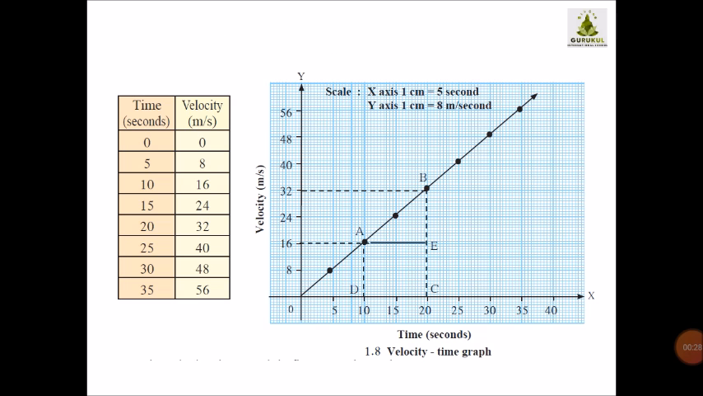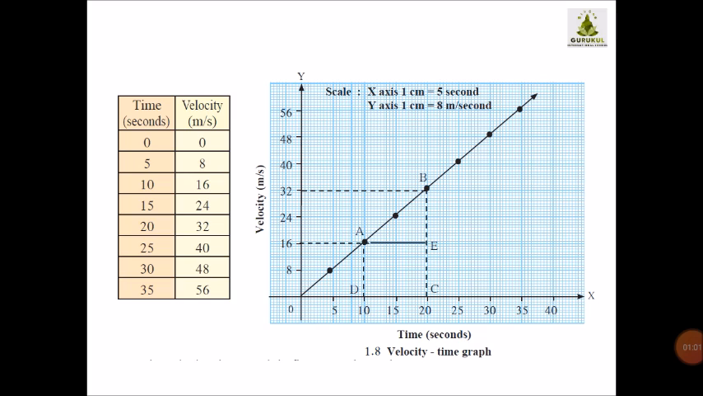This table, children, is given in your textbook. For more reference, open your textbook and study simultaneously as I am teaching you. See children, time is given in seconds and velocity is given in meters per second. The time intervals are 5, 10, 15, 20, 25, 30, 35. And the velocity is 8, 16, 24, 32, 40, 48. The velocity changes by a constant amount. To put it simply, it is the table of 8.